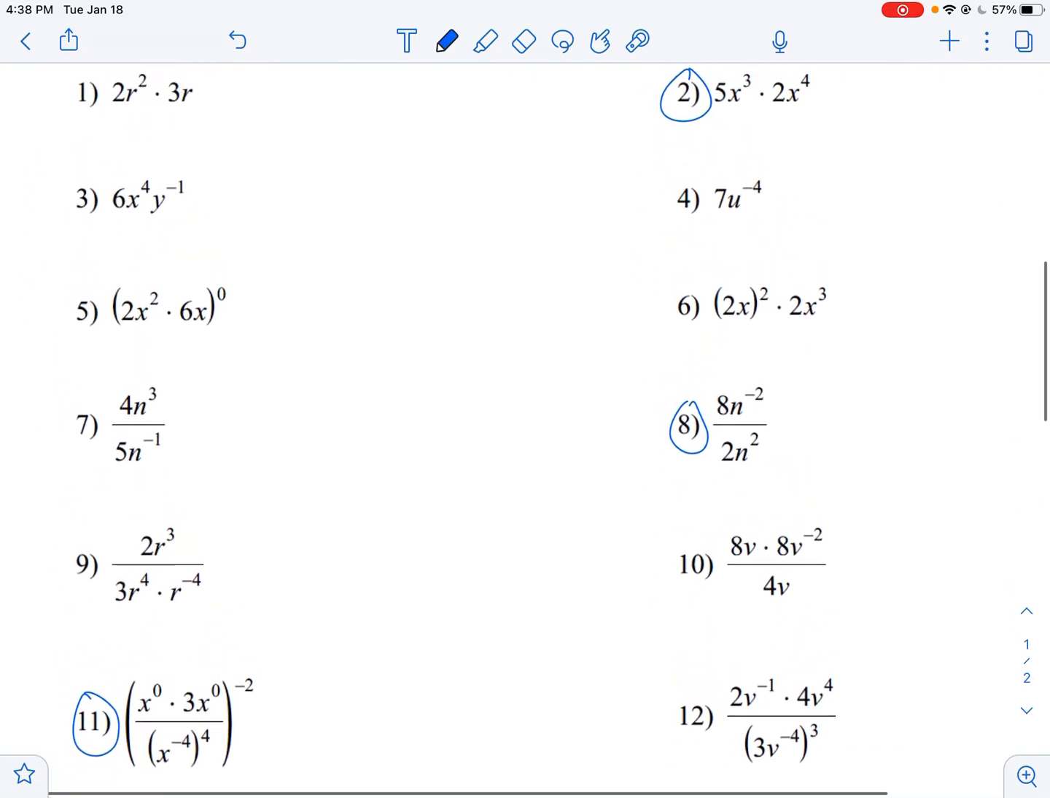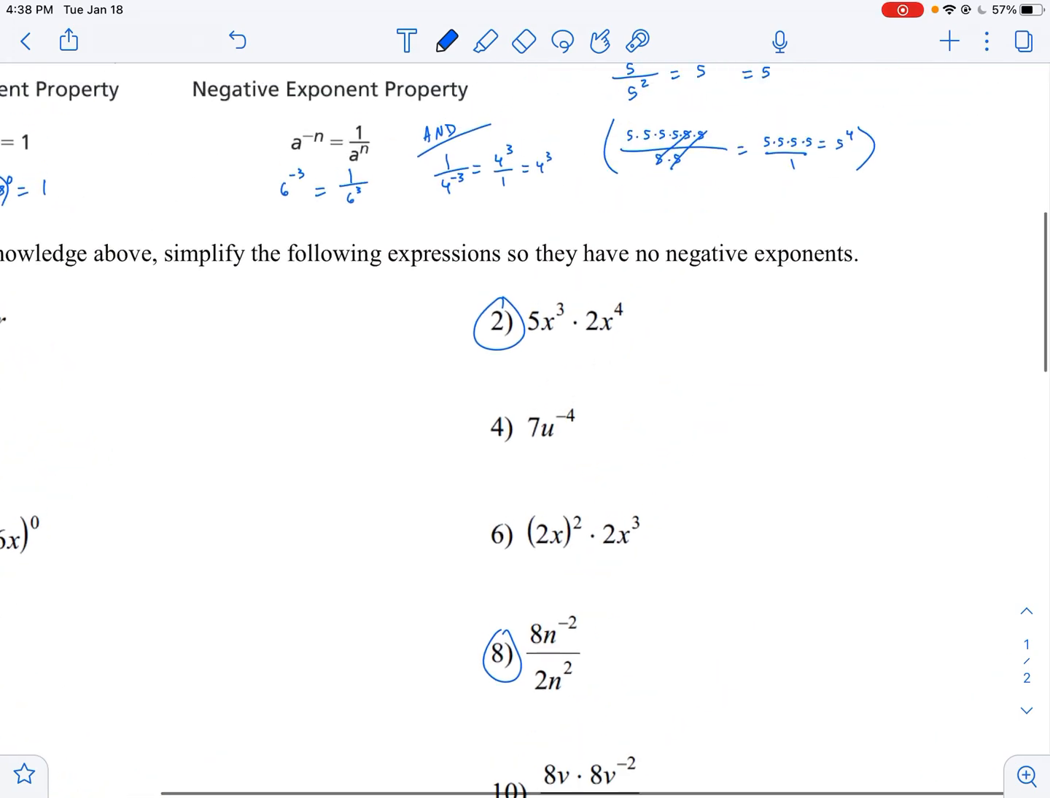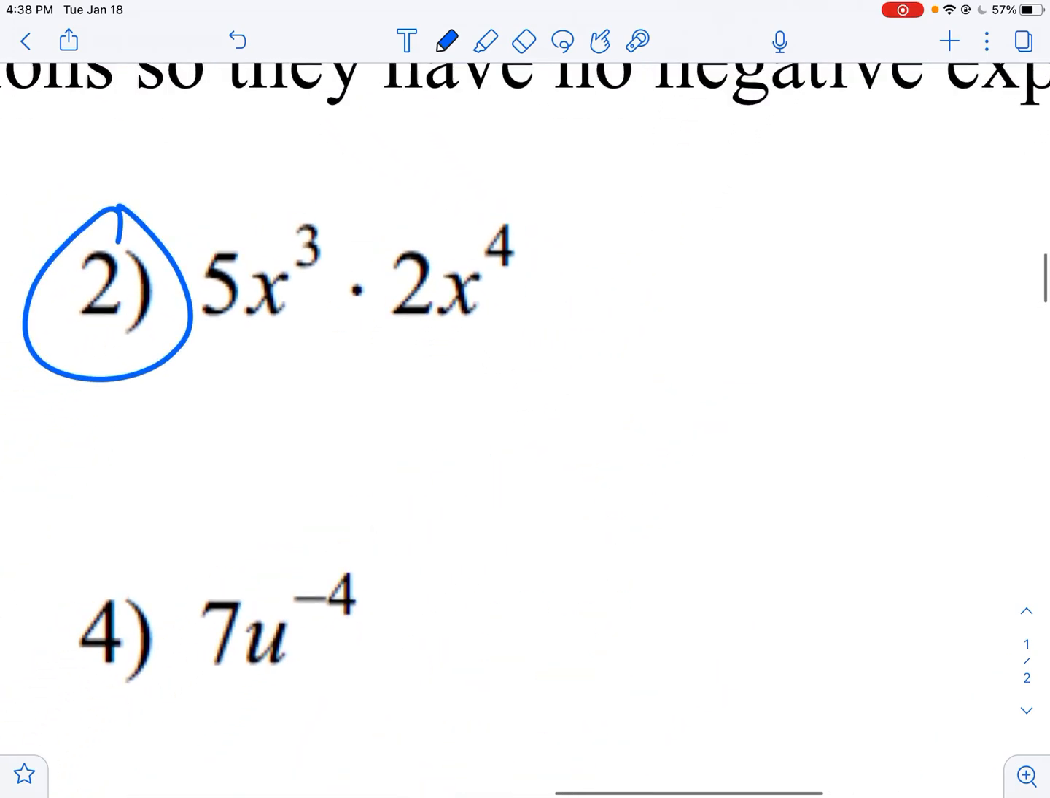Looks like you've got 12 problems down here at the bottom you need to practice with. I'm going to work on 2, 8, and 11 so you can see it in action, and remember some other things about multiplying expressions.